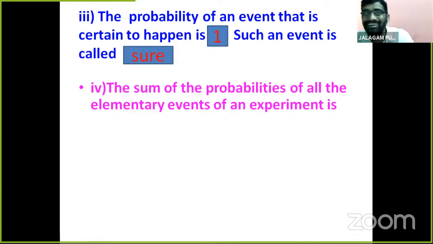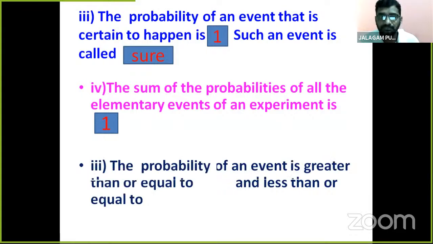So add these all: 1 by 6 plus 1 by 6 plus 1 by 6, 6 times. So 6 by 6 means 1 is the answer. So the sum of the probabilities of all the elementary events of an experiment is 1. It's called 1.